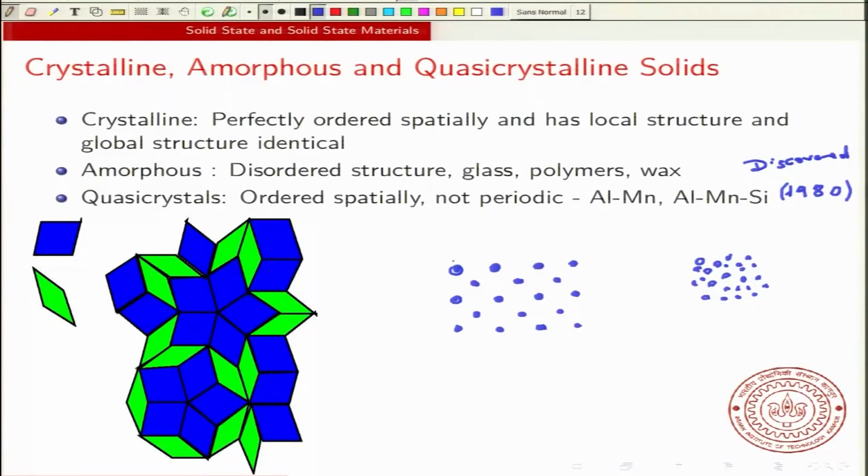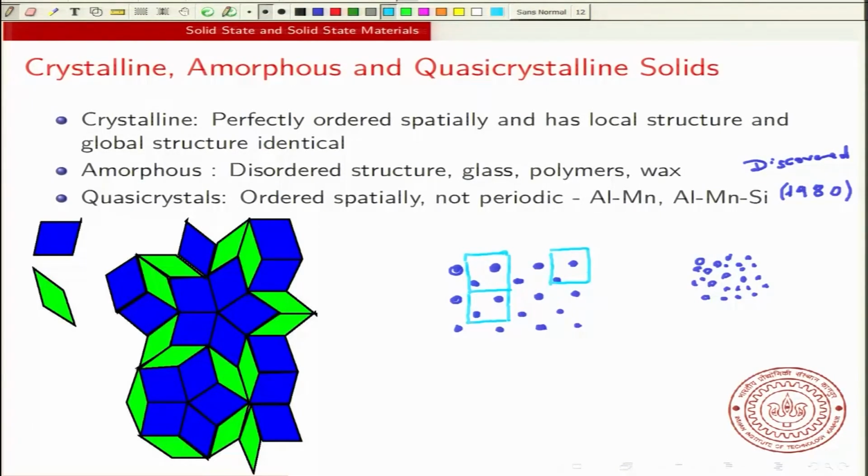So, that means if you change, let us say you are looking at the crystal in this region, and imagine that you just translate, and now you start looking in this region, the crystal will look exactly identical. Similarly, you translate into this region, the crystal will look identical. So, there is a translational invariance in a crystal.